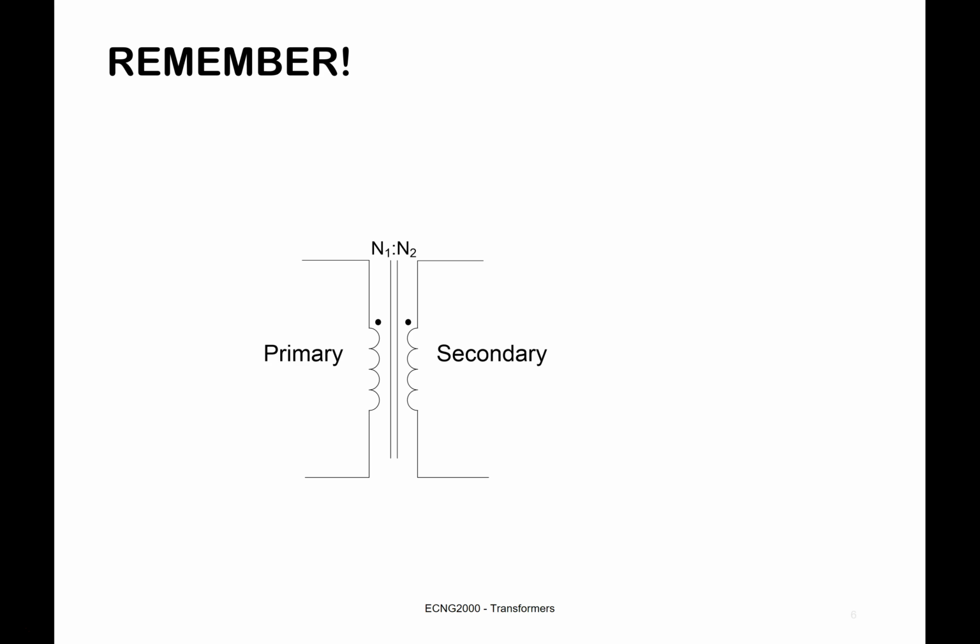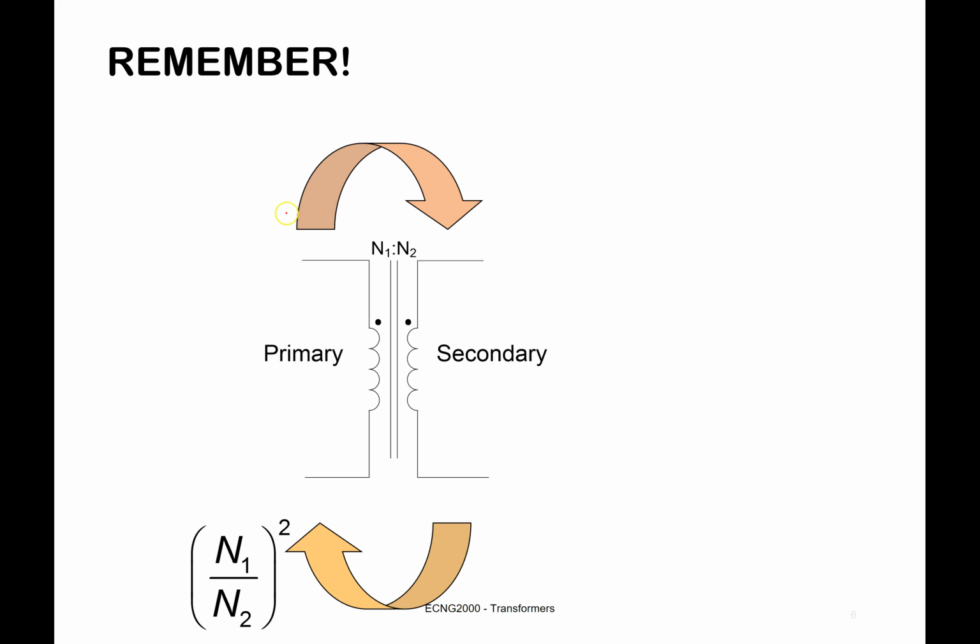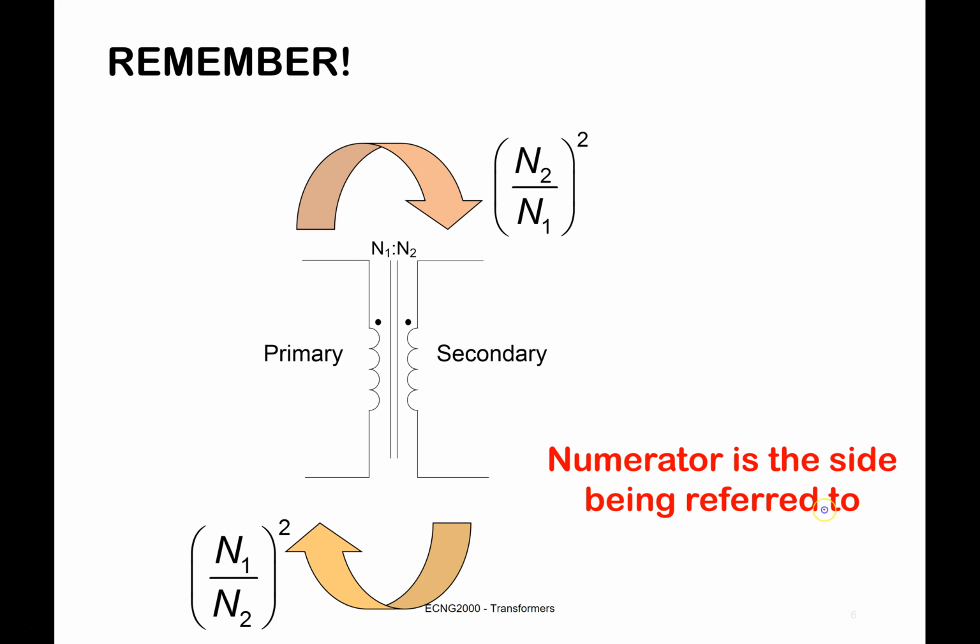So remember, when we're going from one side to the next, say we're going from the secondary side to the primary side, which is what we would commonly do, then we go N1 on N2 squared. And if we're going from the primary side to the secondary side, it will be N2 on N1 squared.